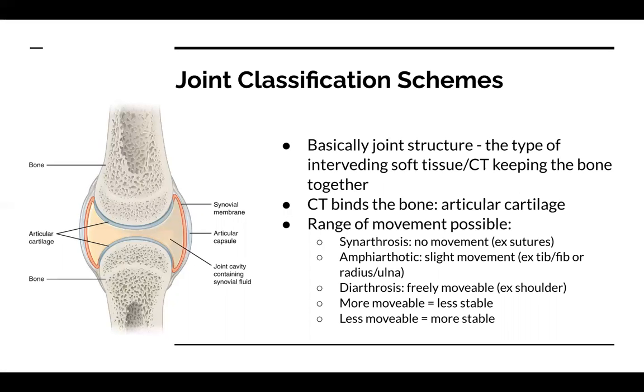Synarthrosis means that there is no movement, and an example of this is the sutures on your skull. Amphiarthrosis is slight movement, and an example is your tibia-fibula joint, or the radius-ulna joint. Diarthrosis is freely movable, just like your shoulder. Essentially, the more movable a joint is, the less stable it is, and the less movable it is, the more stable it is. We'll get to that a little later. So just an overview.